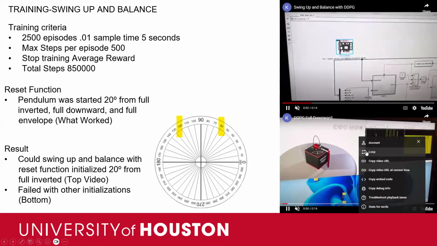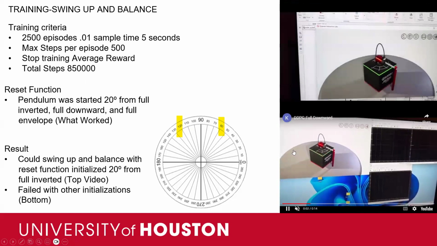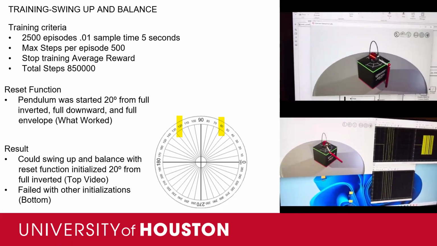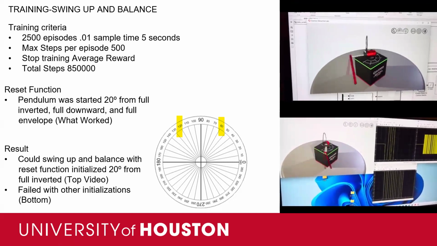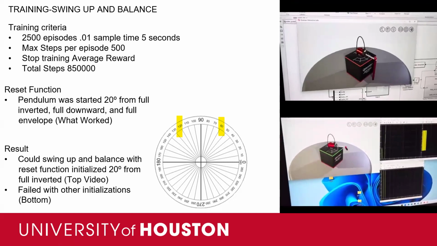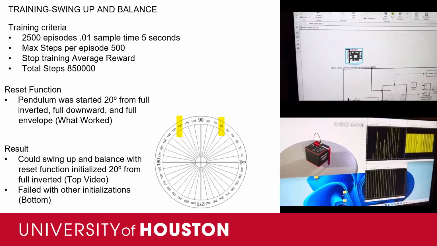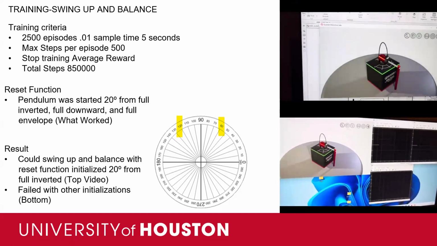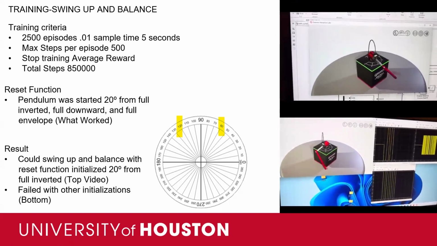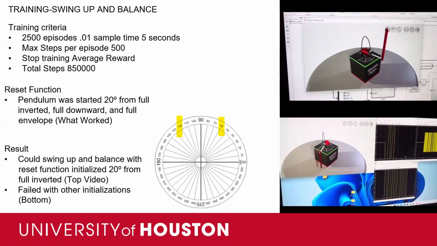Now, having a successful DDPG algorithm that could balance the pendulum, we wanted to try swing up and balance. In these videos to the right, the top one is a successful swing up and balance, and the bottom one is unsuccessful. We're going to go into some of the details of what was successful, what wasn't, and why.